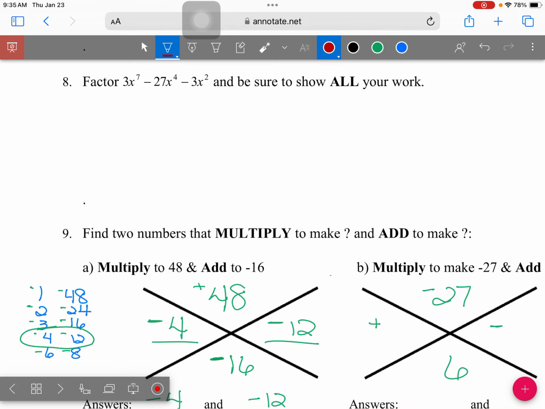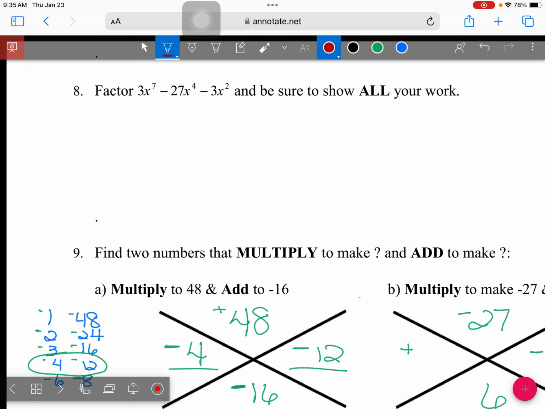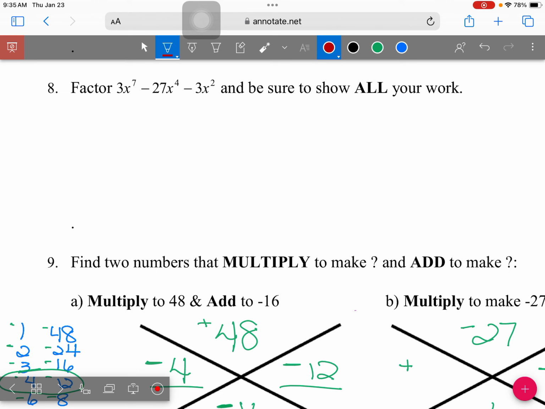Right, so I've got 3x to the 7th minus 27x to the 4th minus 3x squared. How many terms? 3. So I need to look for a greatest common factor. Look at your coefficients: 3, negative 27, negative 3. What's my smallest one? 3.